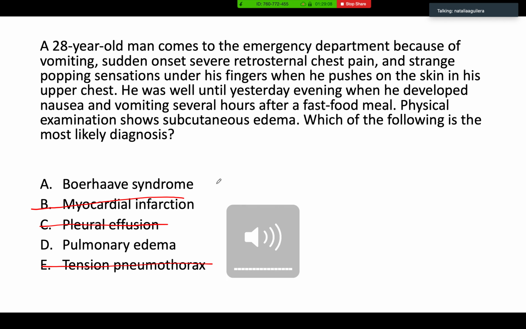Mm-hmm. That's your guess? Good. That's the right answer. So what is Boerhaave's syndrome, besides just repeating this whole question stem? Is the problem in the esophagus, in the stomach, in the small intestine? Where is the problem? You can be happy once you've passed Step 1.